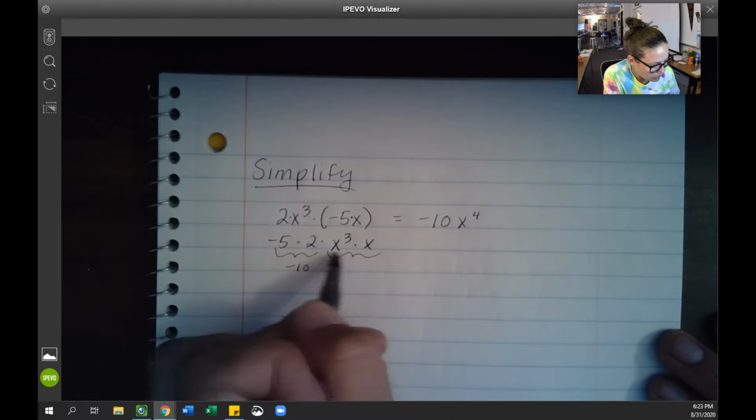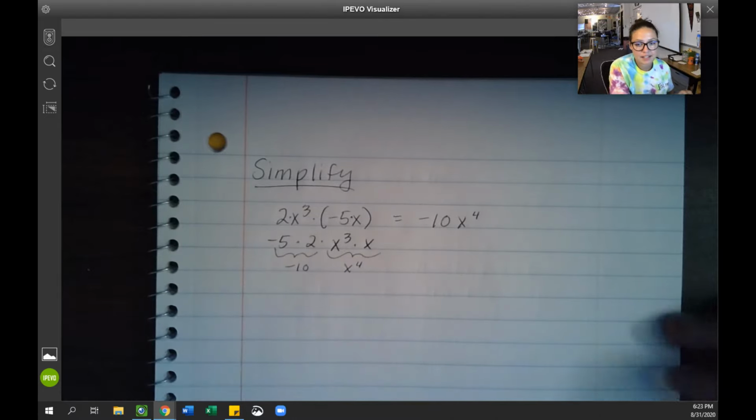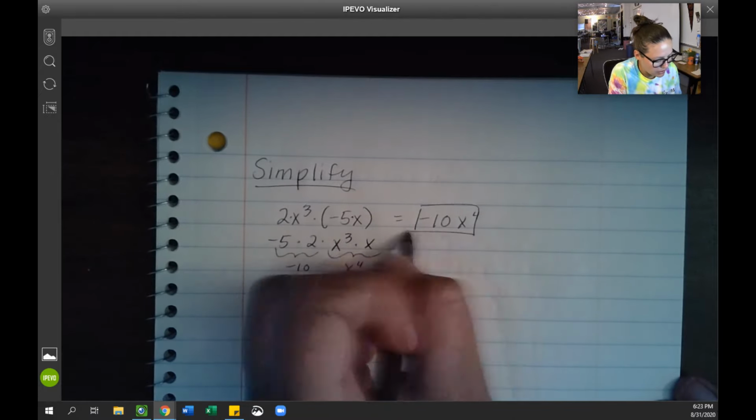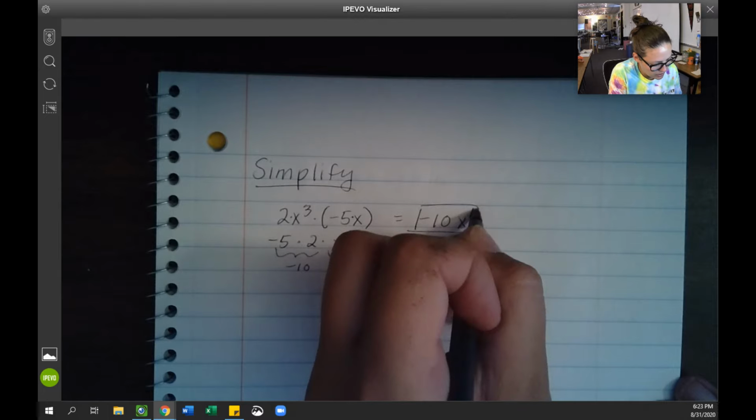And then what do we have here? We have x to the 4th, 4 x's all multiplied together. And that's what gives us our simplified answer there. Negative 10x to the 4th.